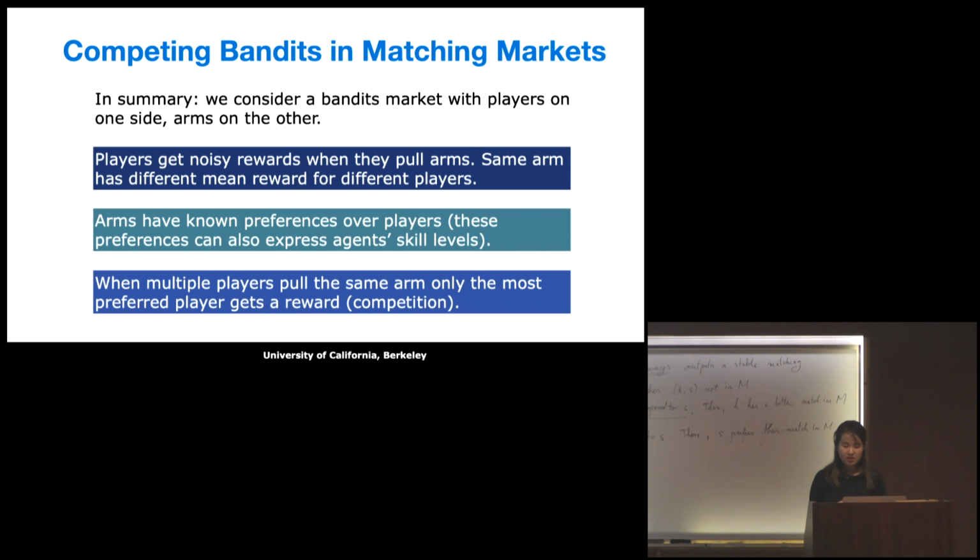And as we said just now, if multiple players pull the same arm, only the most preferred player gets a reward. So any questions about the problem setting so far? Okay.